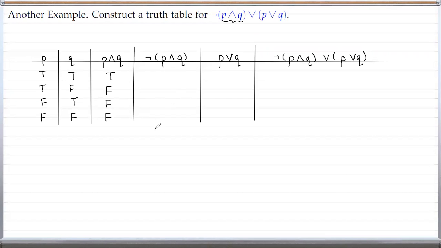Next, let's fill out the column for not P and Q. That means we are just negating this column. Then we get false, true, true, true.